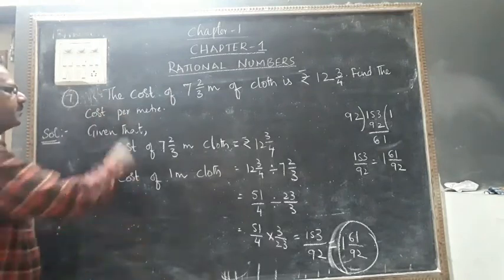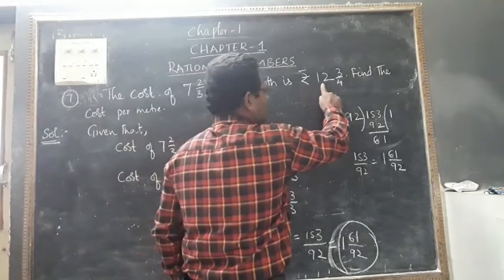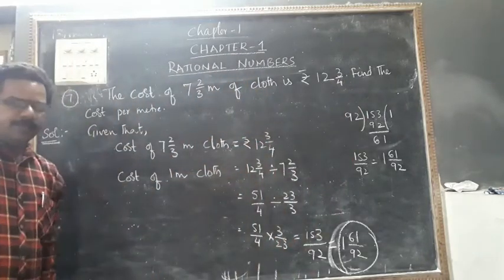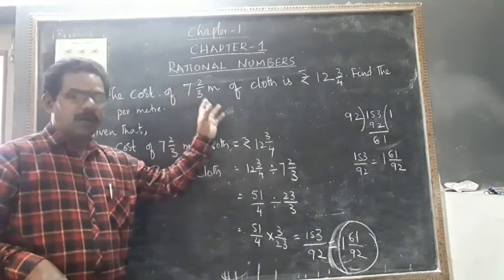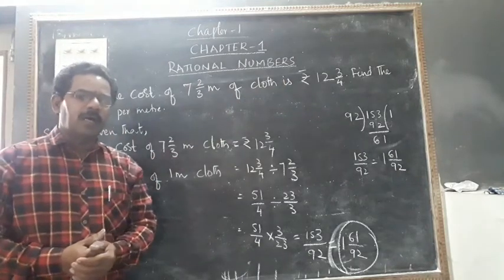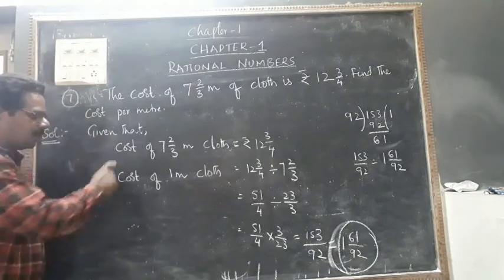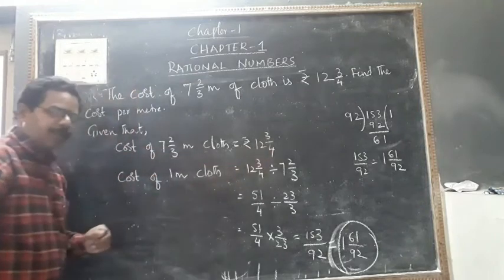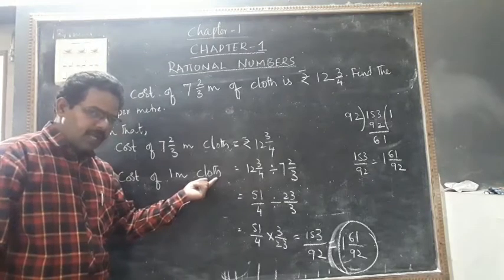See the sum first. The cost of 7 and 2 by 3 meters of cloth is 12 and 3 by 4 rupees. Find the cost per meter. Some cloth is there. 7 and 2 by 3 meters of cloth costs 12 and 3 by 4 rupees. Then we have to find out the cost of 1 meter of cloth. So given that the cost of 7 and 2 by 3 meters of cloth is equal to 12 and 3 by 4 rupees, what do we have to do to find the cost of 1 meter of cloth?